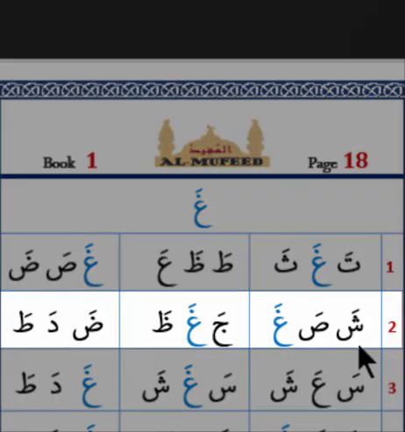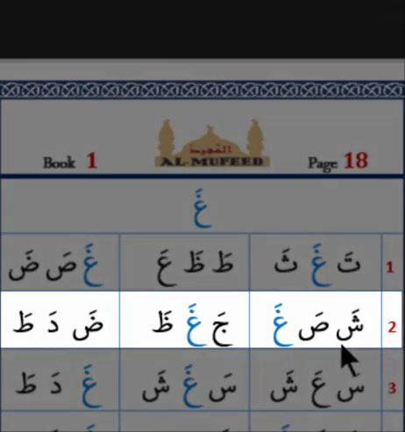Second line. Sha, Sa, Gha. Ja, Gha, Dha. Dha, Da, Ta.